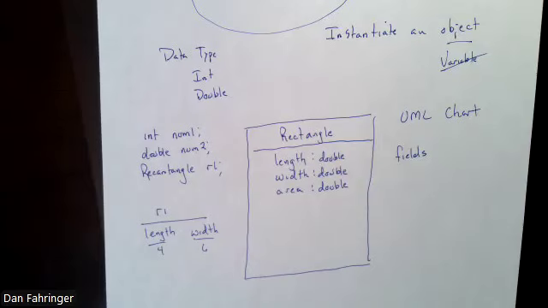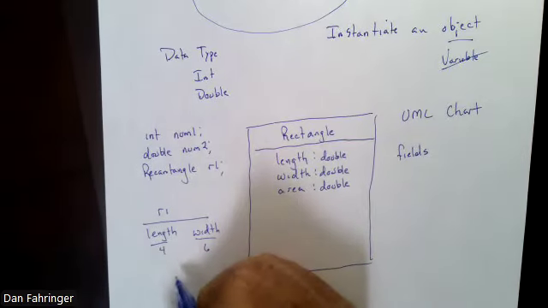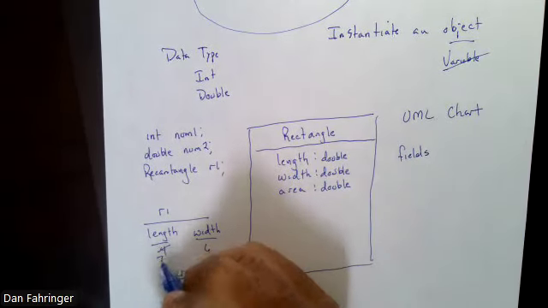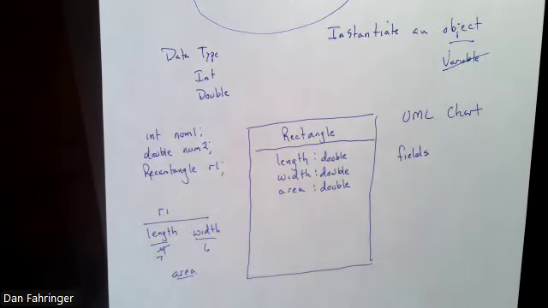Area equals length times width. So you had to calculate it, right? Okay, I had to calculate it. Now, what if the length changes to 7? And I said, hey, what's the area right now? What would you have to do?